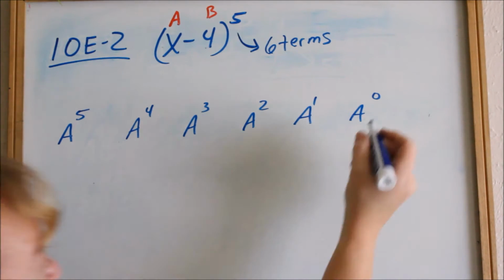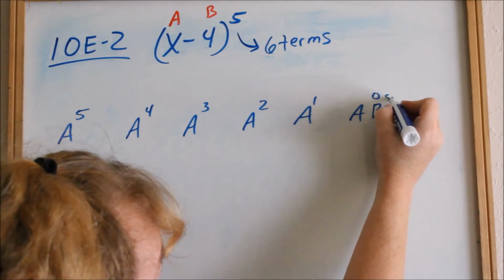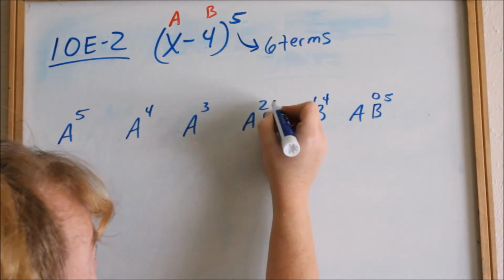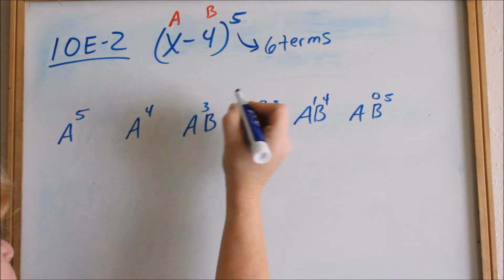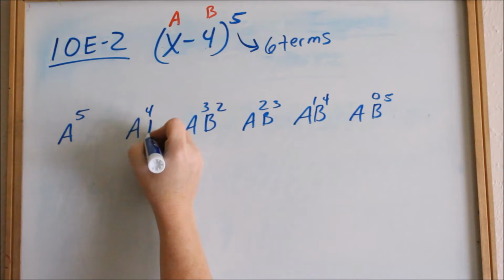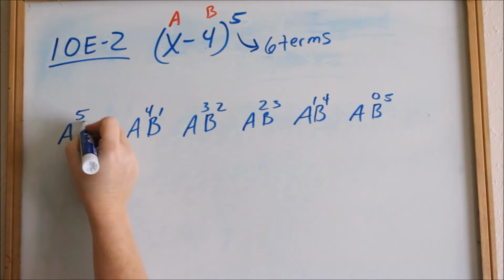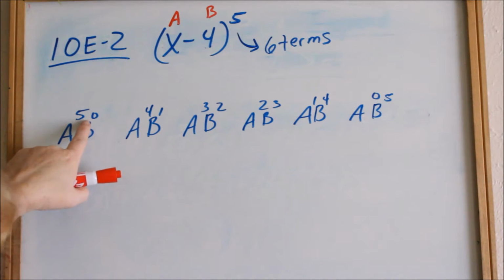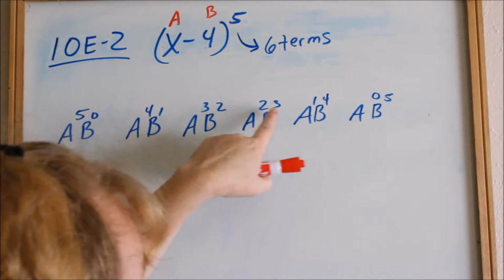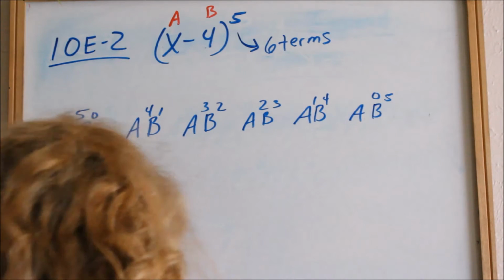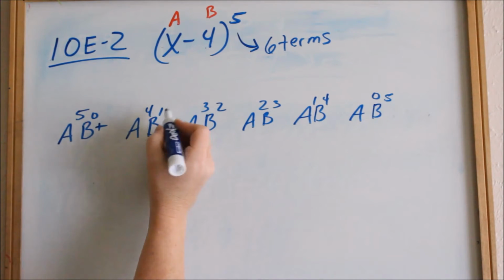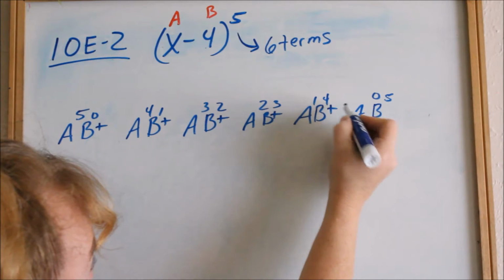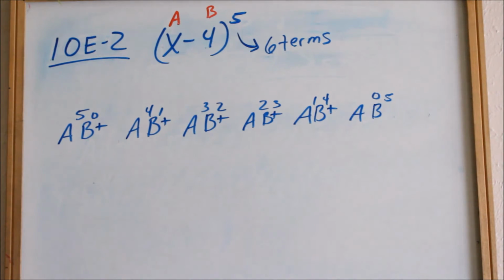My b's will count backwards. So the highest b will be to the 5th, b to the 4th, b cubed, b squared, b to the 1st, b to the 0. Each of these sets of exponents should add up to 5. 5, 5, 5, 5, 5, 5. Okay? Each of these is going to have a plus sign after it. And then we'll put in our numbers from Pascal's triangle.